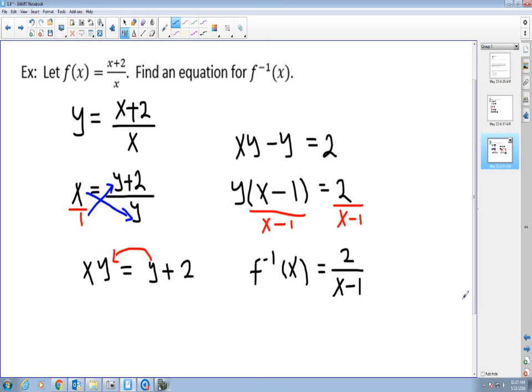And that's how we find the equation for the inverse function.